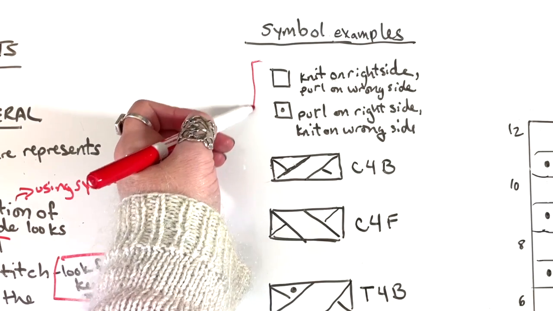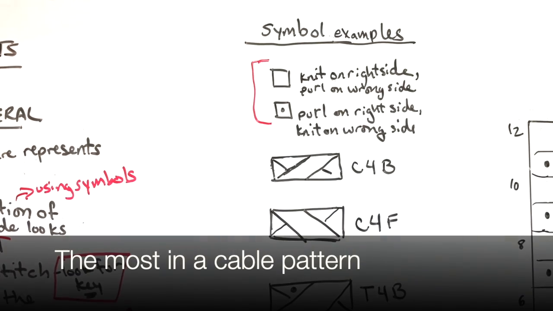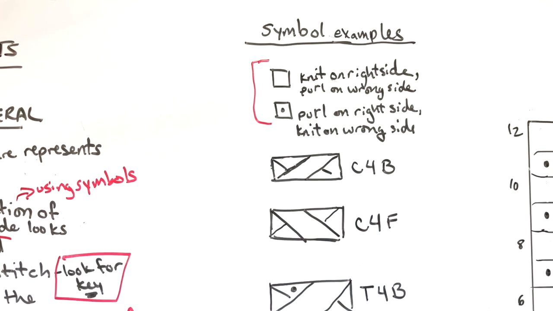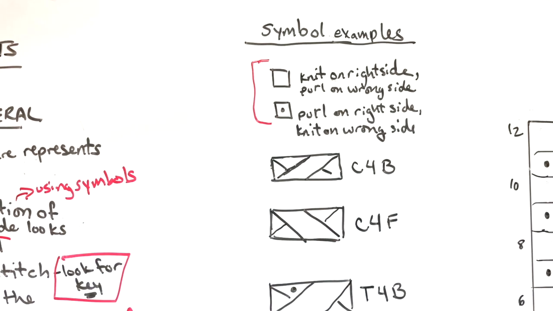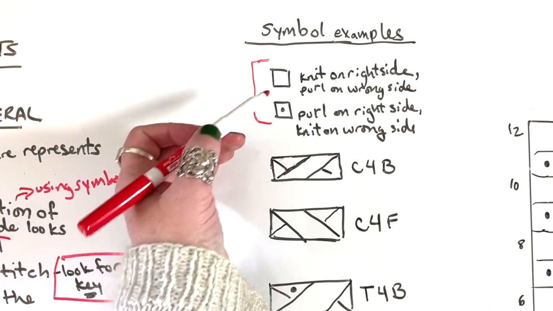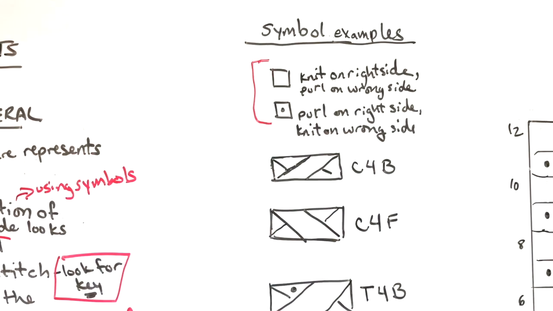The ones you might run into the most that are not cables, because there's a lot of just straight knitting between cables to make the cables look really pretty, will be a blank box and a box with a dot in it. And again, this is a representation of what you do on the right side. If there is a blank box, they are not to be skipped. If they don't have a symbol in them, you knit them on the right side.